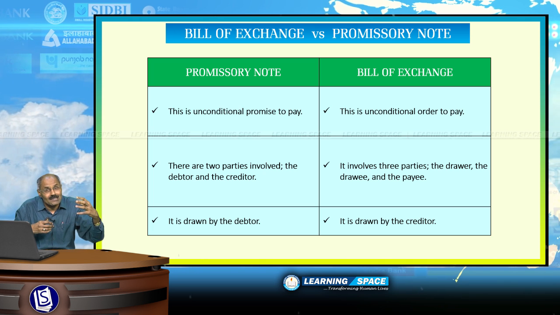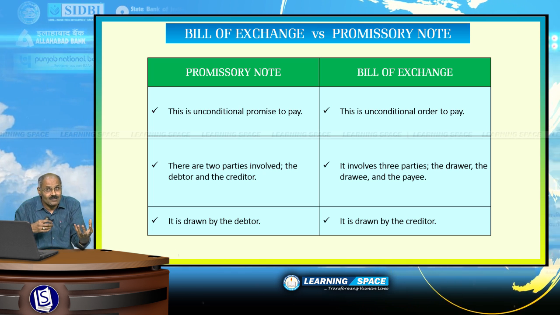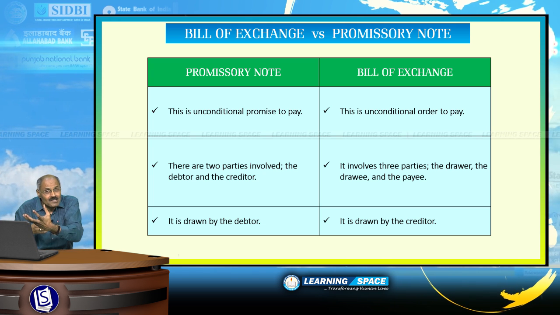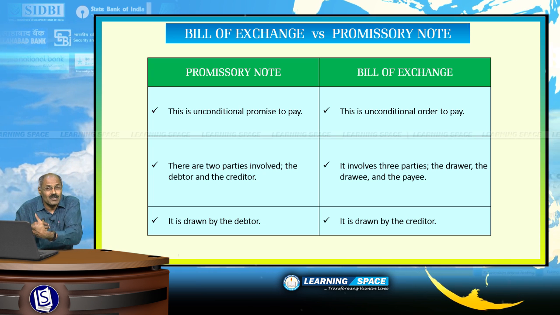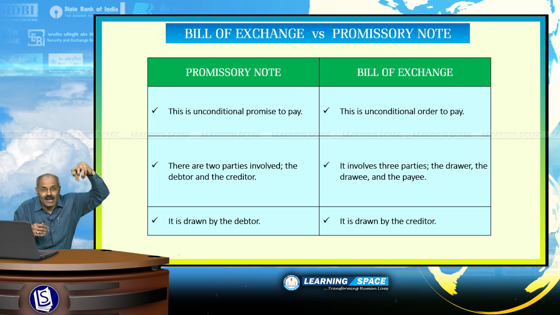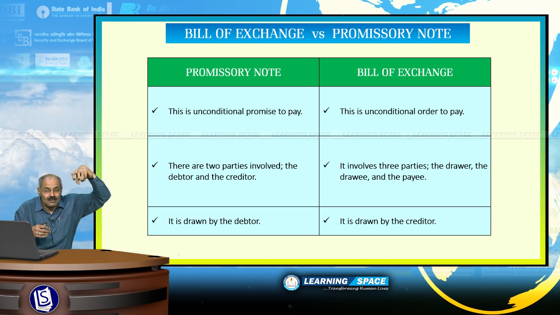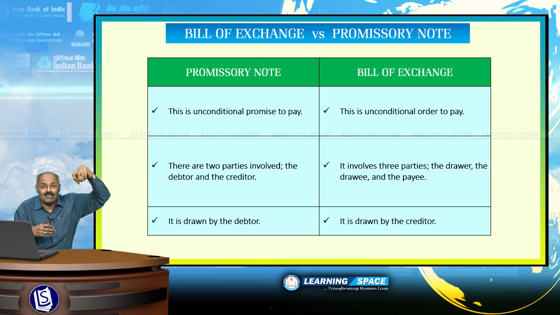And promissory note is drawn by the debtor, right? And bill of exchange is drawn by the maker, creditor or drawer, whatever you call it. Here in this case, State Bank of India, Delhi is the drawer and they sign the demand draft.